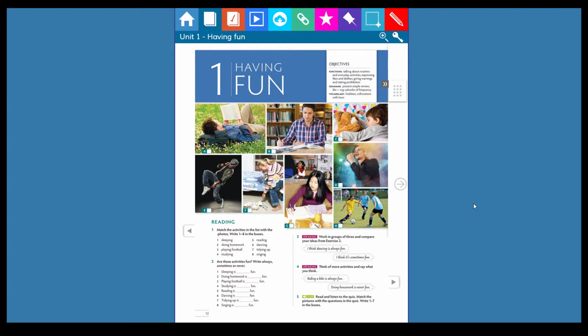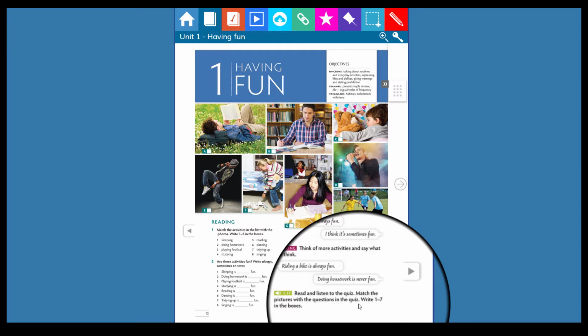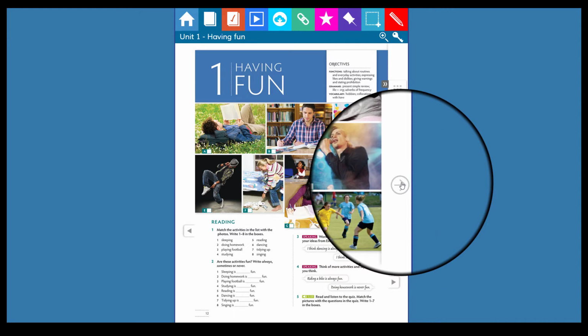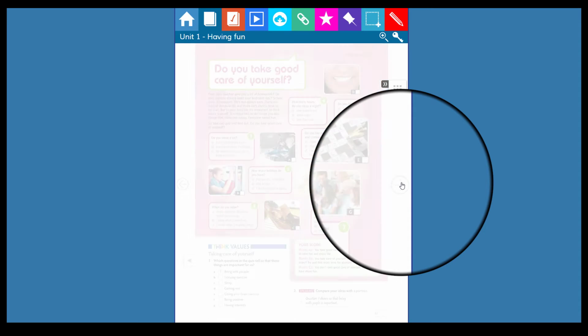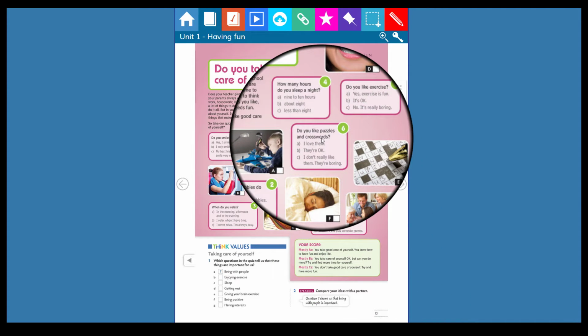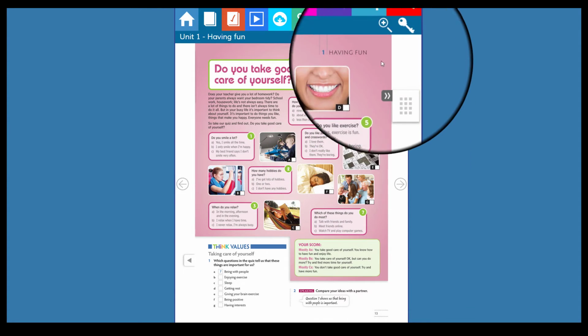Okay, so now we're going to make activity number 5. Read and listen to the quiz. Match the pictures with the questions in the quiz. Write 1 to 7 in the boxes. I need you to please open your student books. The page is page 13, and you're going to see this. This is the quiz. You have to read the text and the questions, and you have to match each question with the pictures. Okay, so let's read the text first.